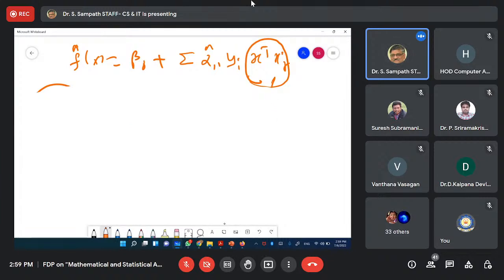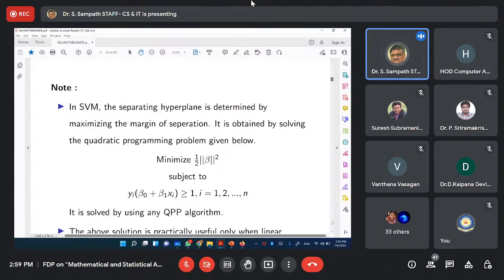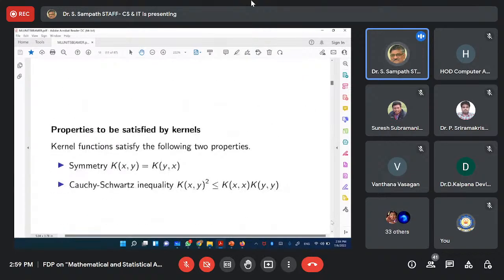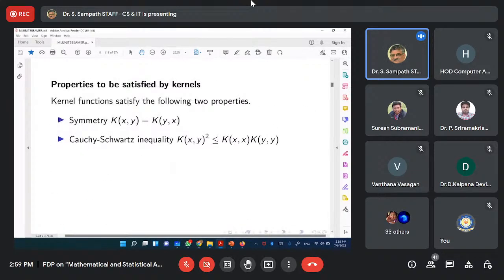So we'll be simply replacing x transpose xj by some function of x transpose xj. So here you can use any kernel of your choice. The kernel is basically a function satisfying some very few properties which I have given in my presentation. So it has to be symmetric and non-negative, and it will satisfy this Cauchy-Schwarz inequality.